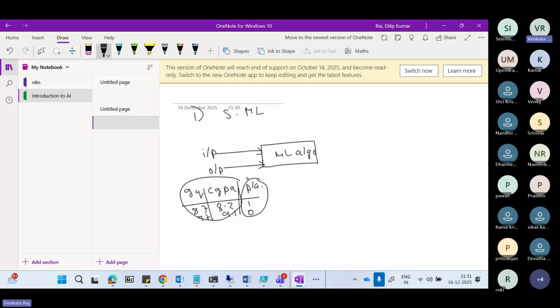When we feed this input and output data to the machine learning algorithm, it will try to draw a relationship between these two, and based on that relationship, whenever a new input comes in, it will try to predict the output of it. Okay, so this is supervised machine learning. Supervised machine learning is very simple in explanation. We feed both input and the output data to the machine learning algorithm.